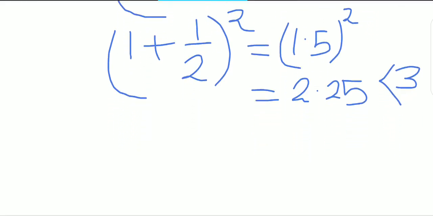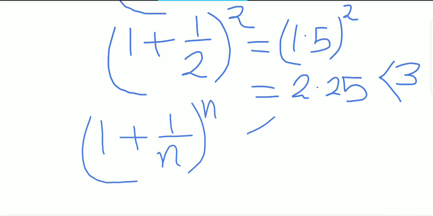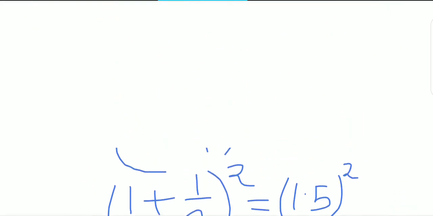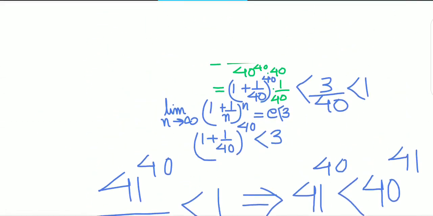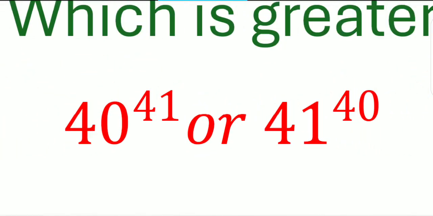So whatever value of n you take, 1 plus 1 by n to the power n is always less than 3. And so we can say that 40 to the power 41 is definitely bigger than 41 to the power 40.